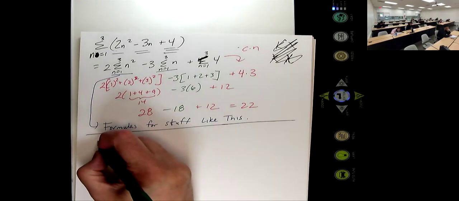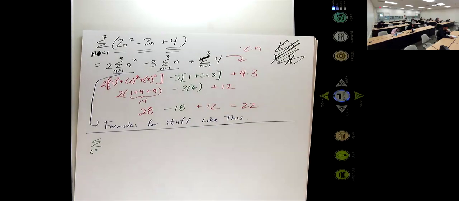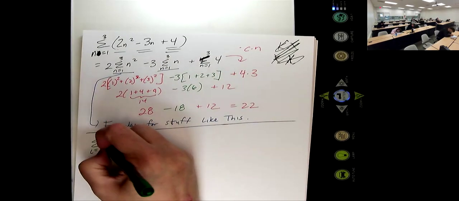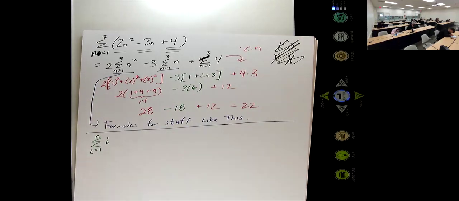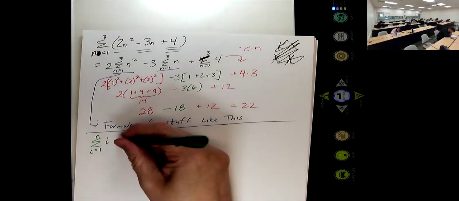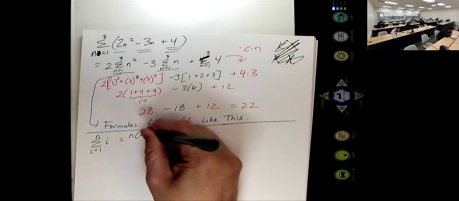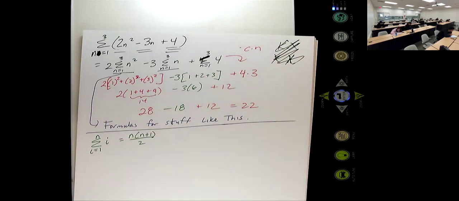I'm gonna say we're going from I equals 1 to N of I. This ends up being N times N plus 1 over 2. And you're like, what? I can do a derivation of this one fairly quickly.